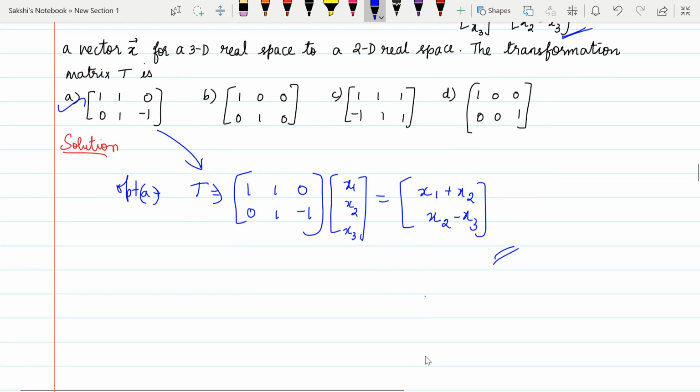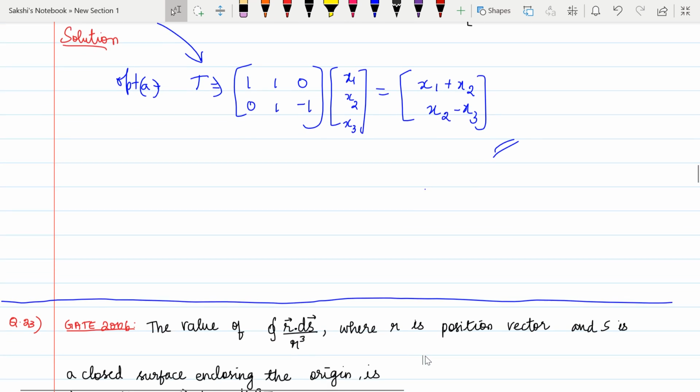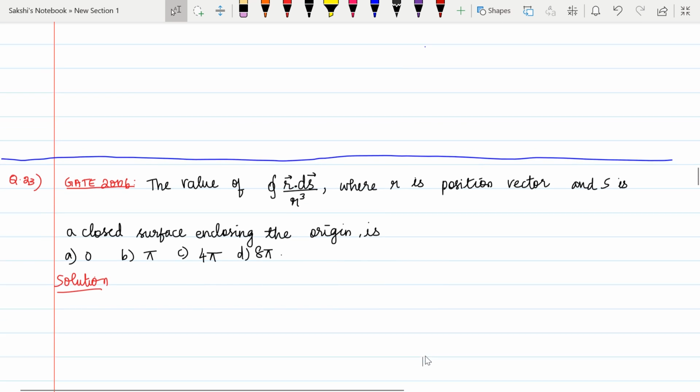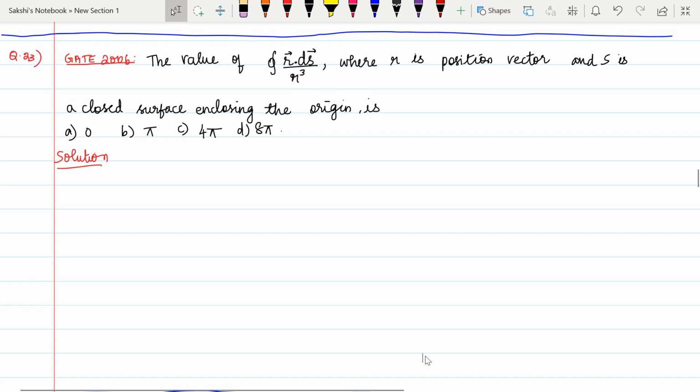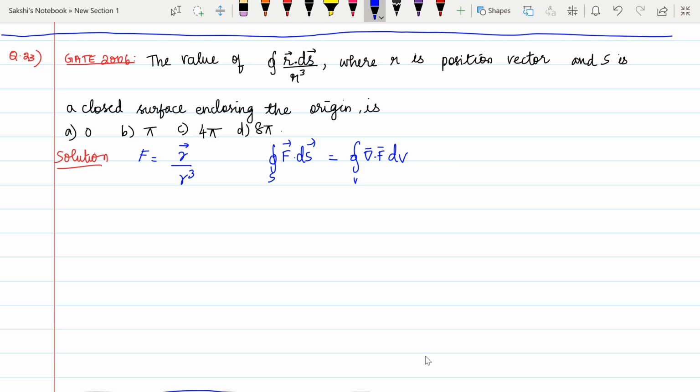So let us see the next question, which is from vector calculus. And this is an easy question. You just have to do some calculation over here. So if you see here, let us consider this function f to be r vector by r cube. So if you see, this is the surface integral of f vector dot ds vector. You can use the Gauss divergence theorem. This is over the surface and this will be over the volume, where you can use the Gauss divergence theorem, del dot f into dv. So by using the GD theorem, we are going to solve this particular question.